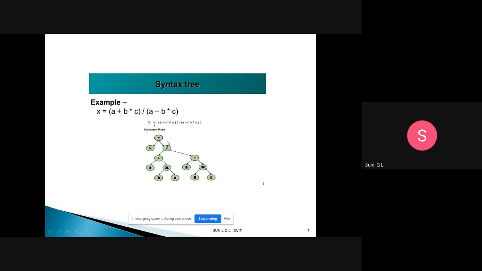Okay, so here we are not using any grammars or non-terminals. Here we are using only operators and operands. That one we will call a syntax tree. We already derived a number of syntax trees.